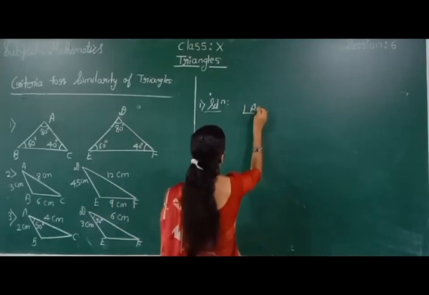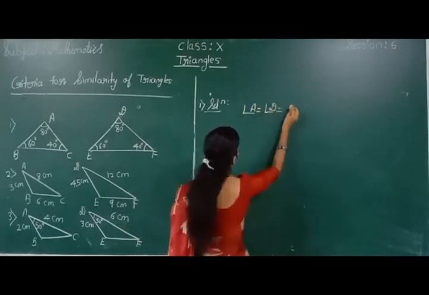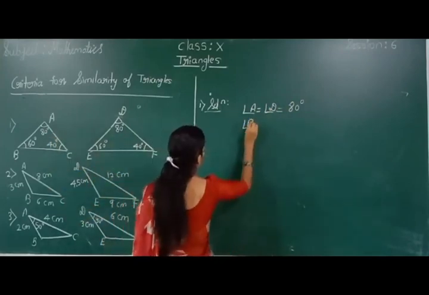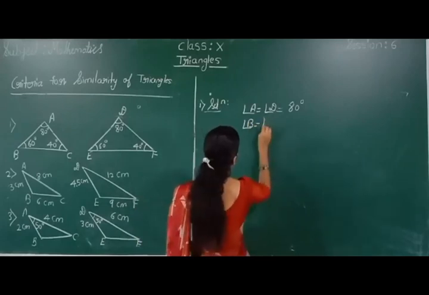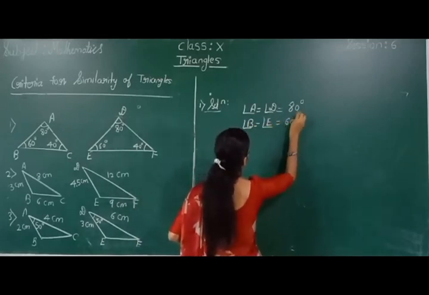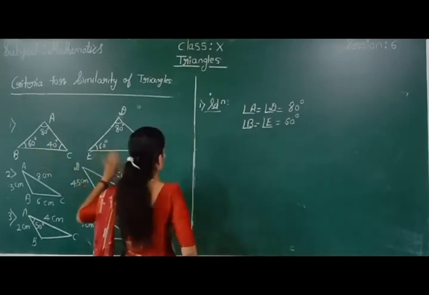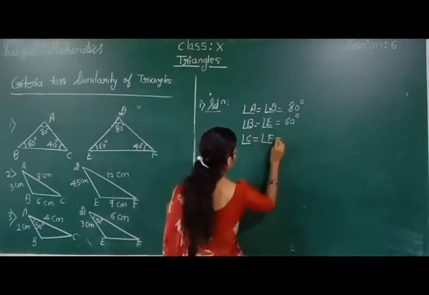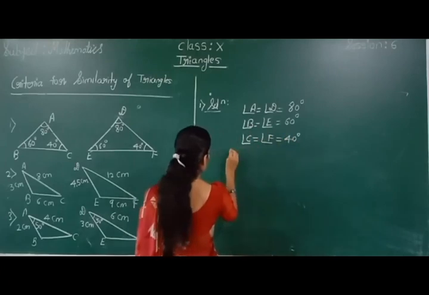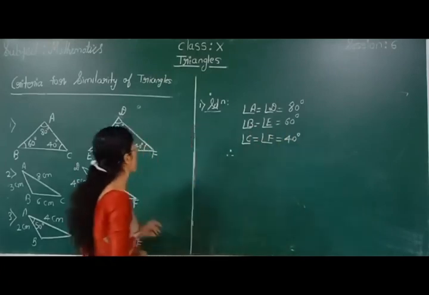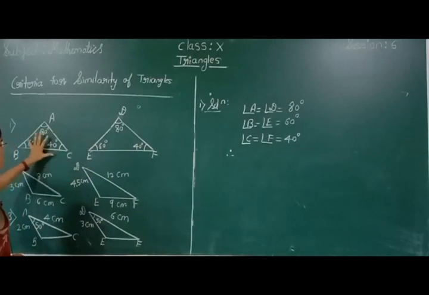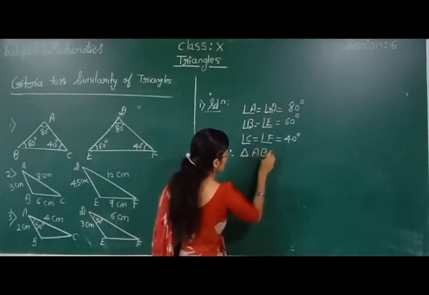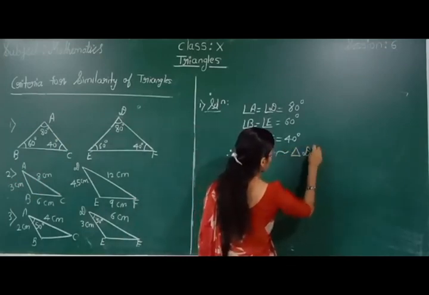See here, angle A is equal to angle D is equal to 80 degree. Here these two angles are same. Angle B is equal to angle E is equal to 60 degree, and angle C is equal to angle F is equal to 40 degree. Therefore, in these two triangles, angles are equal. Therefore, what we can tell, triangle ABC is similar to triangle DEF.